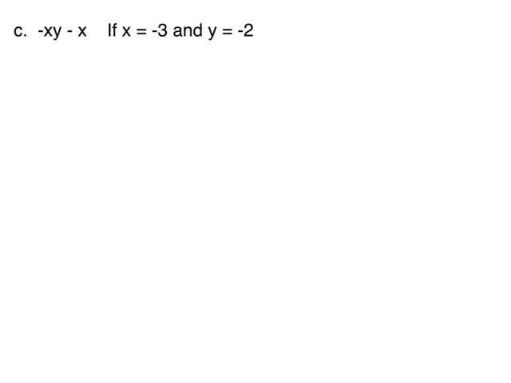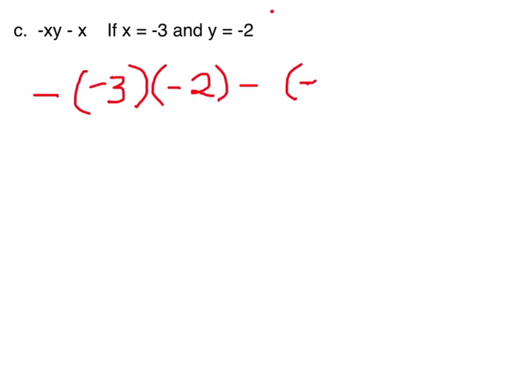Alright, now here in this one it's going to be especially important that I make sure I put it in parentheses. I've got a negative here on the outside. I'm going to put that down. And for x, parentheses, negative 3. Y is negative 2, minus negative 3. Alright, so negative 3 times negative 2 is 6. This is going to come back and attach. This is the opposite of negative 3 is positive 3. Negative 6 and positive 3 is negative 3.